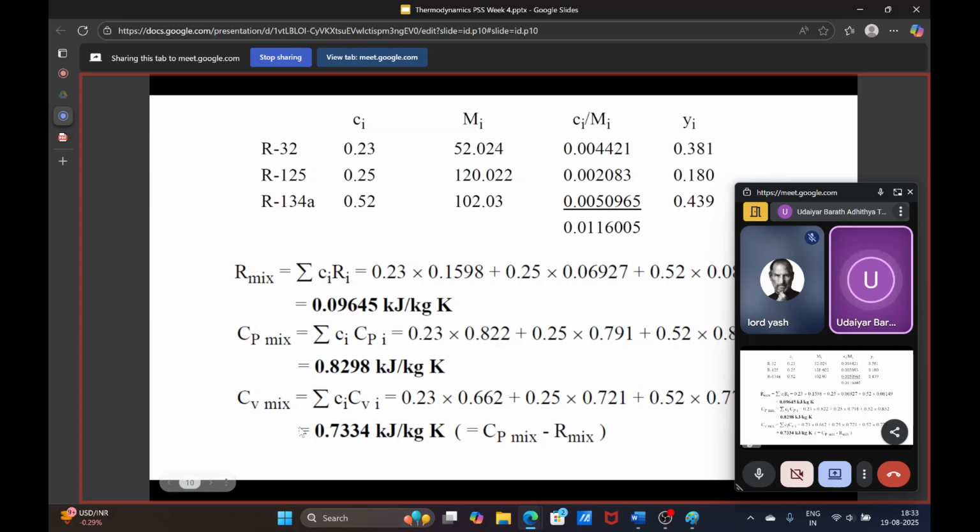The answer is you cannot directly calculate the adiabatic index as a summation of mole fraction or mass fraction into the adiabatic index. That cannot be done. What you need to do is estimate the mixture specific heats for constant pressure and constant volume, and then divide Cp by Cv. That's how you will get the adiabatic index of the mixture. That's how it has to be done.